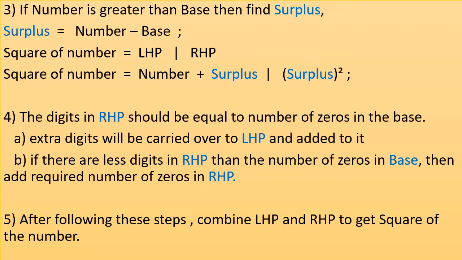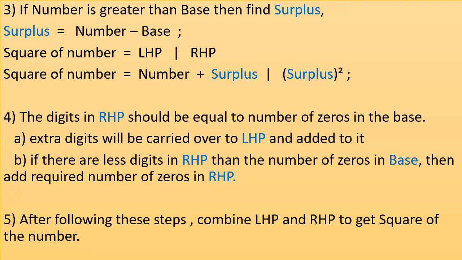Now extra digits: if there are extra digits in RHP, they will be carried over to LHP and added to it. So suppose the base is 100 and RHP has 3 digits. Now the third digit at the 100's place is carried over to LHP and added to it.